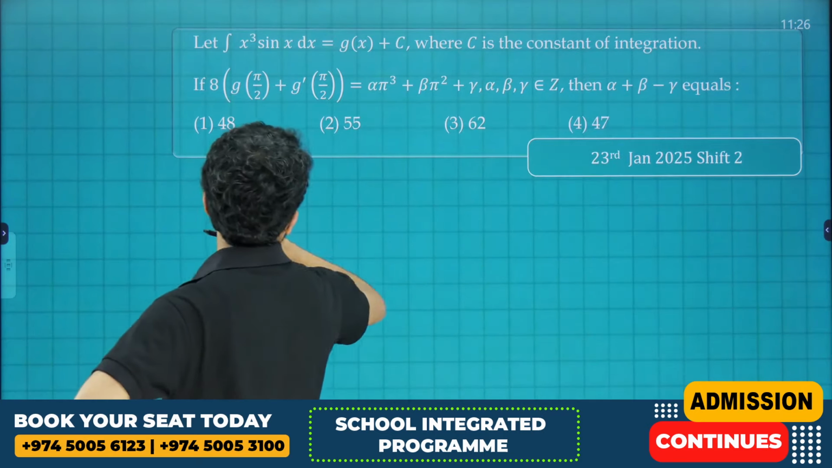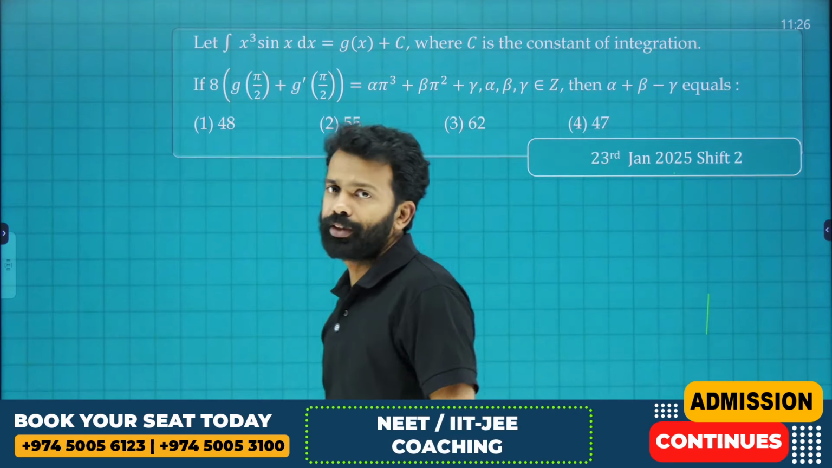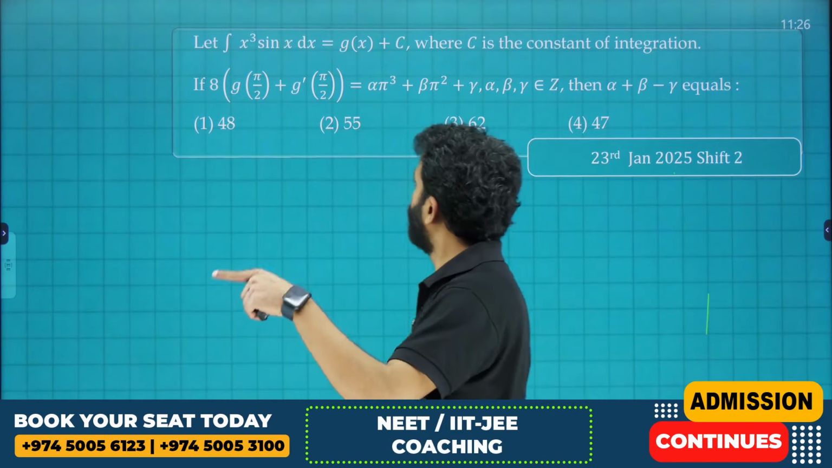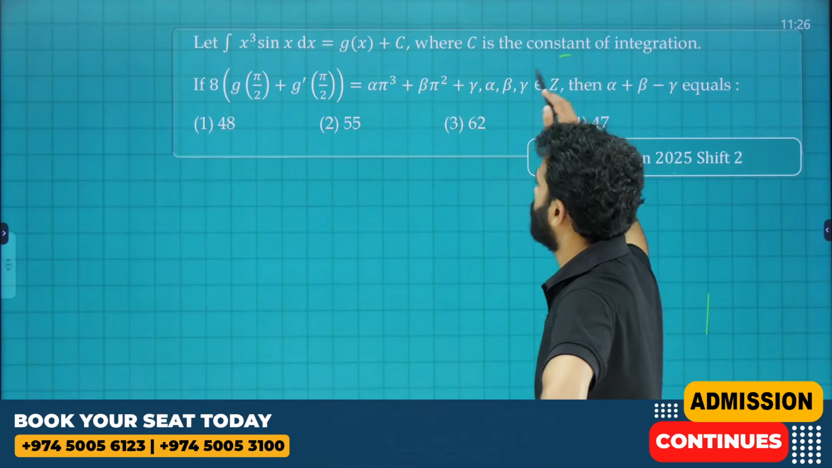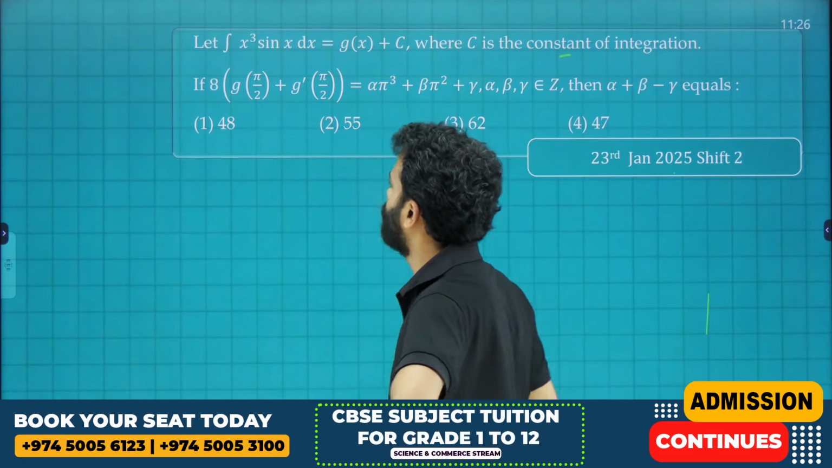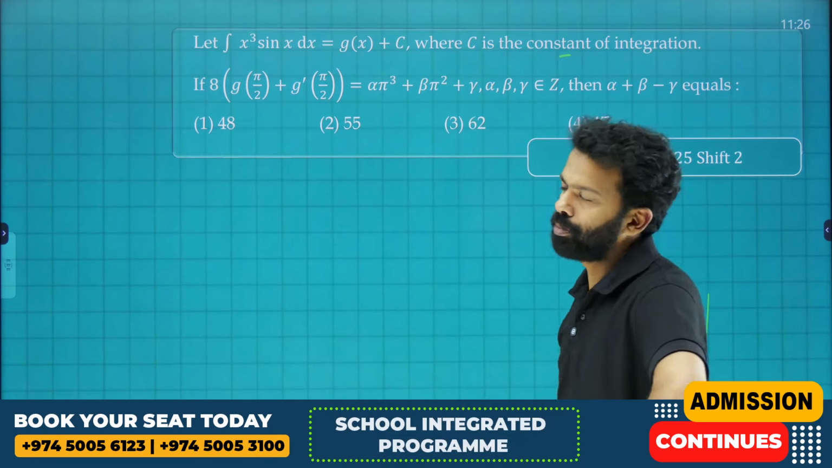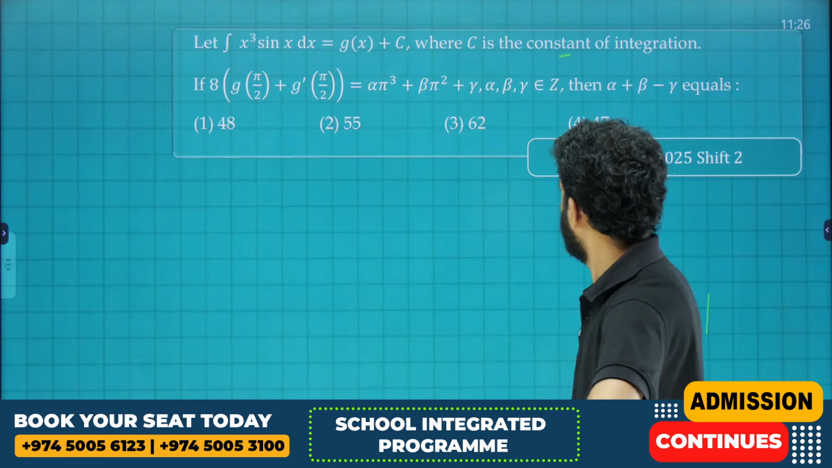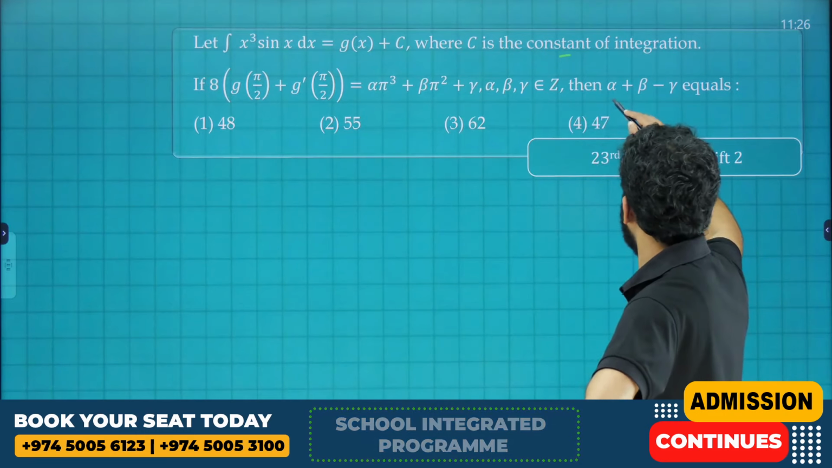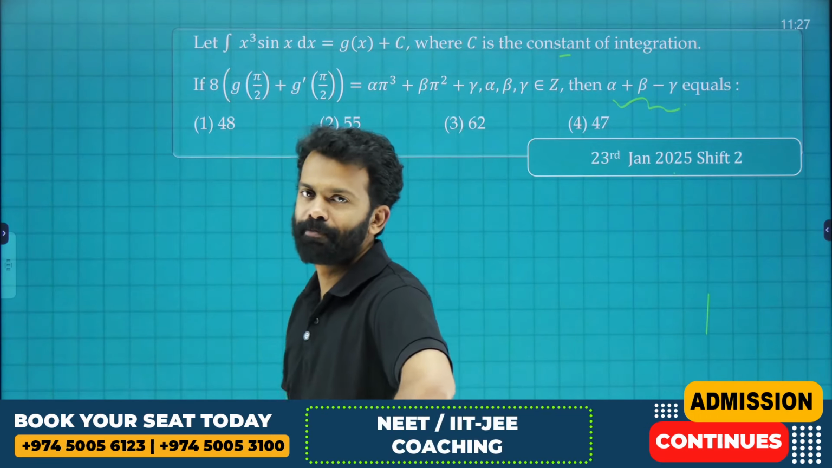Another question from 2025. Integral x cube sin x is equal to g of x plus c, where c is the constant of integration. If 8 into g of pi by 2 plus g dash of pi by 2 is equal to alpha pi cube plus beta pi square plus gamma, where alpha, beta, gamma are elements of integers, then you need to find the value of alpha plus beta minus gamma. How are you going to formulate that?